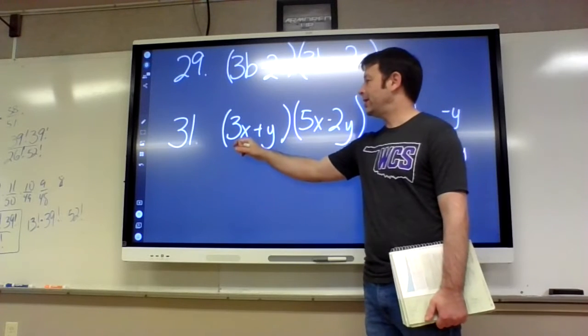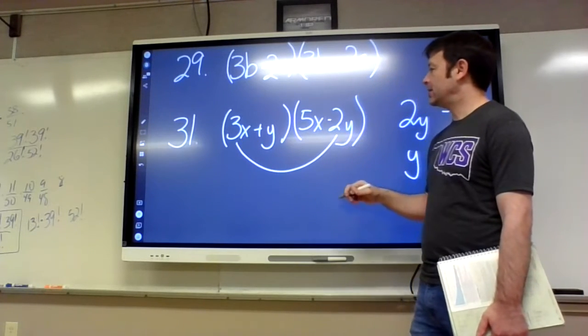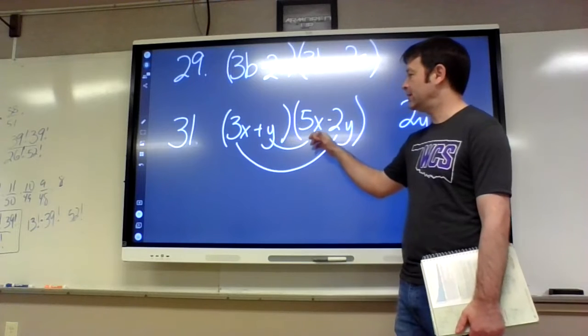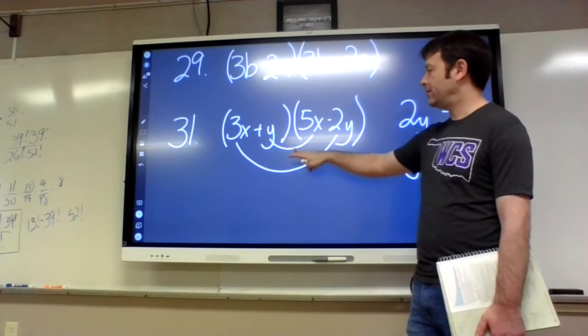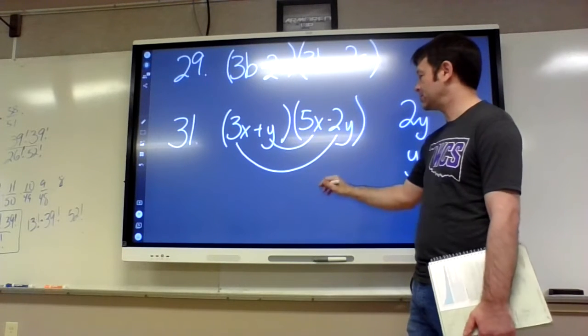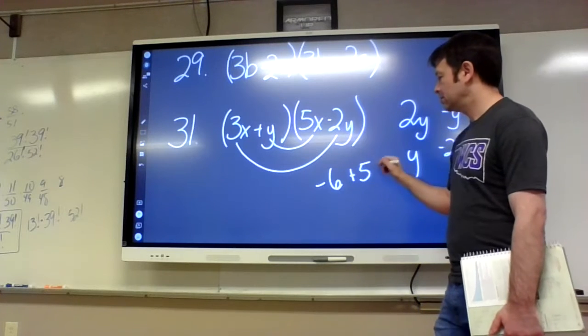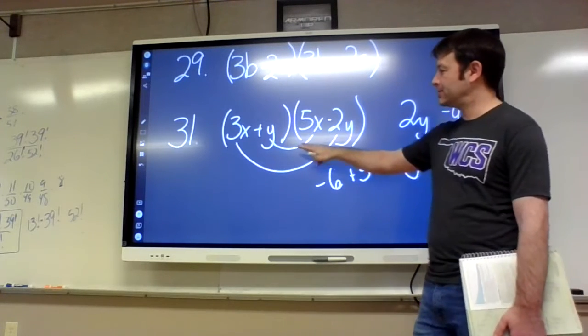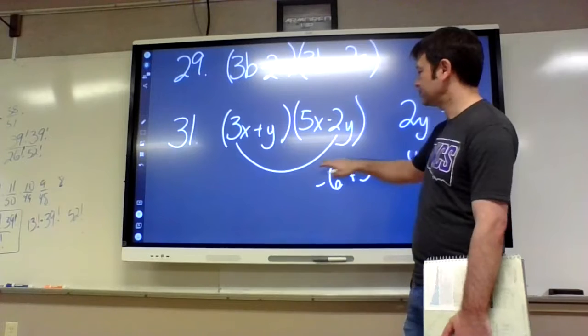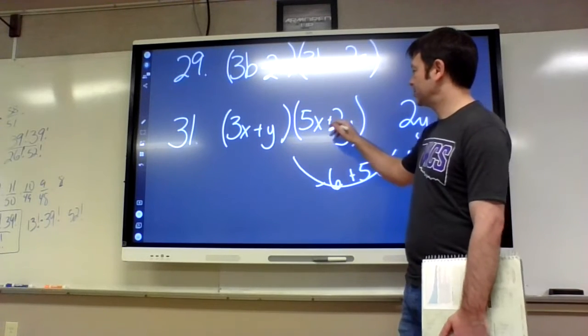Okay, outside is negative 6, inside is 5xy, so negative 6 plus 5 is negative 1. We wanted a positive 1, so what does that mean? Negative y plus 2. Switch to plus and minus.